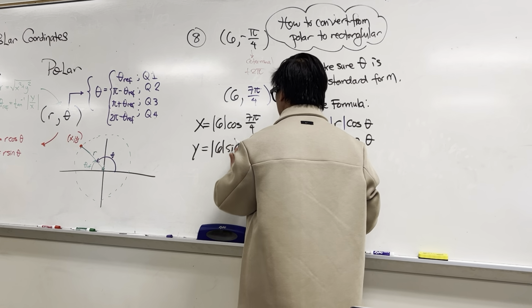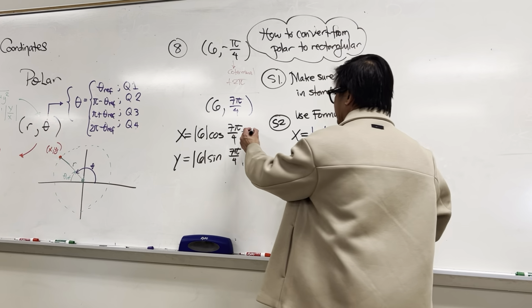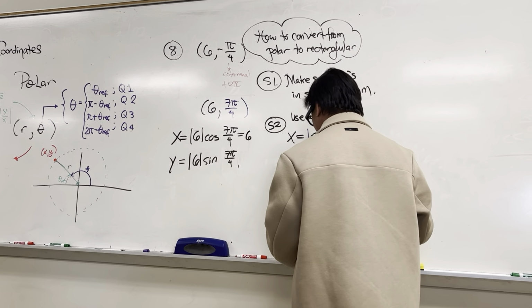Okay, now let's see what those values are. Exact values, all right? So what are those exact values in there? So what is this? This is what? 6. And what is cosine of 7 pi over 4, guys?